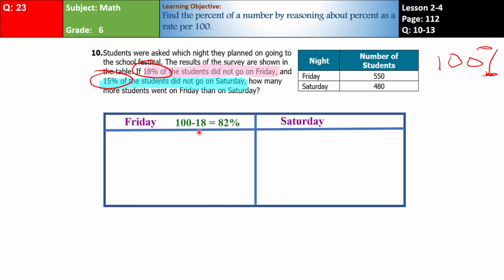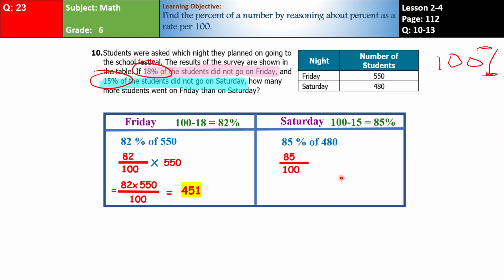For Friday, 100 minus 18 is 82%. We are going to find 82% of 550. That means 82 over 100 times 550. 82 multiplied by 550 divided by 100 gives you 451. Now, for Saturday, 100 minus 15 is 85%. We are going to find 85% of 480. That means 85 over 100 multiplied by 480. After multiplication and division, you will get 408.